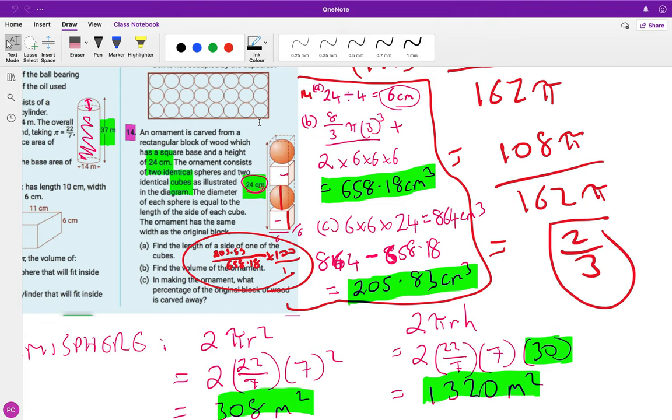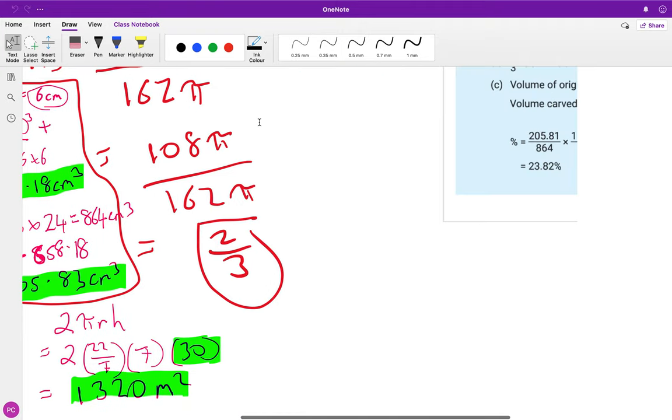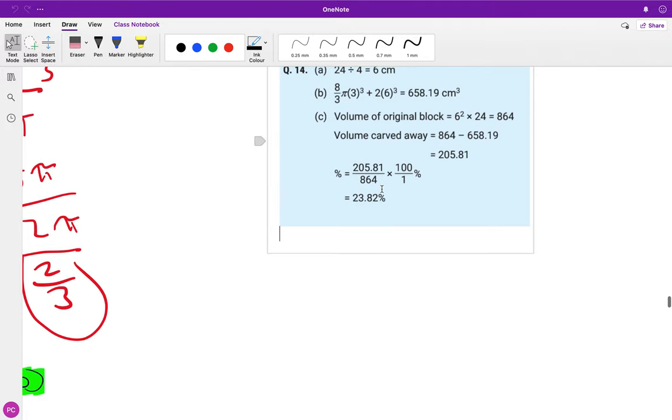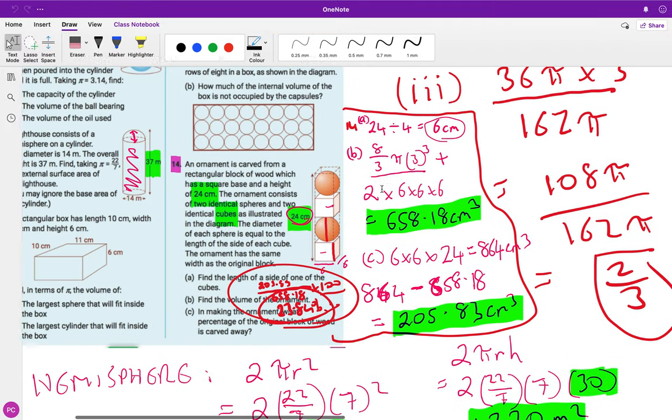205.8. I think it's 23.84%, something like that. I'll just check. I don't know what answer they got over here. 23.82, I get 23.84. So the solutions are there for you to have a look at as well.